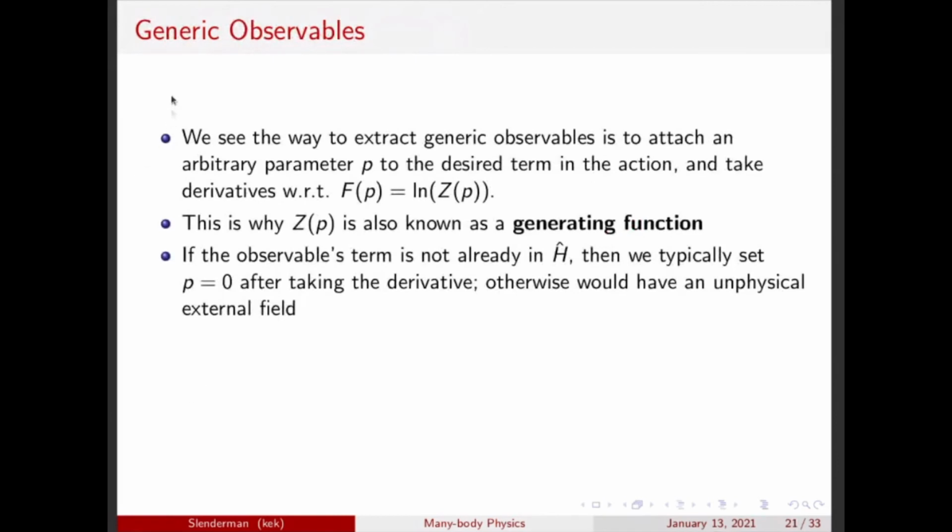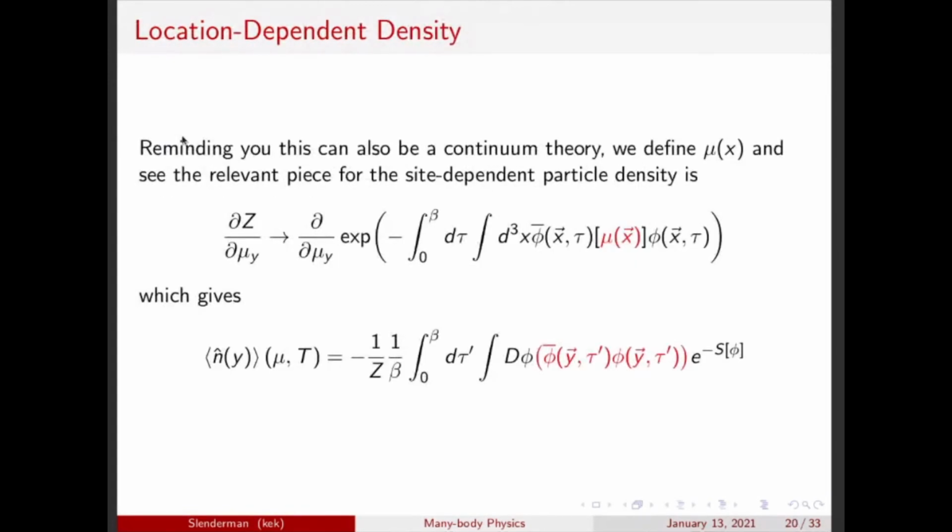Let's talk about generic observables. More generic than the location-dependent density. Sorry, I have a little question. Can you go back to the previous slide? Sure. Yes. So in this functional integral, the last functional integral, this kind of looks like a propagator, right? Yes. This has the form of a propagator. Yeah. But then this is evaluated at the same point. So this is like a propagator at 0. This typically diverges, right?